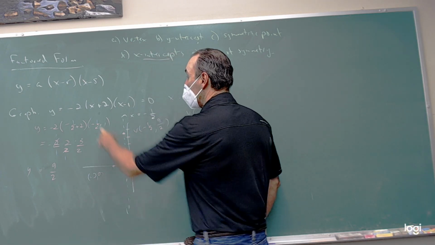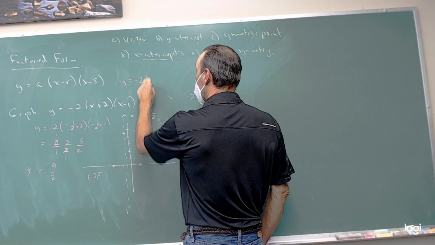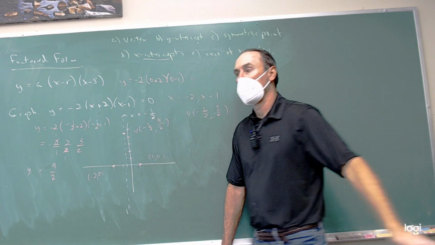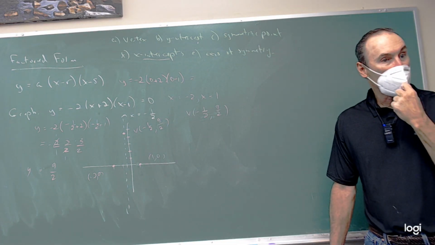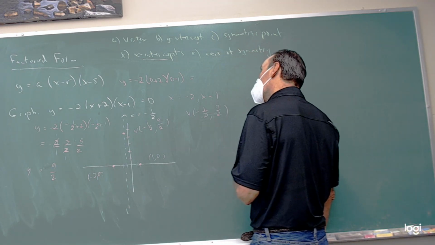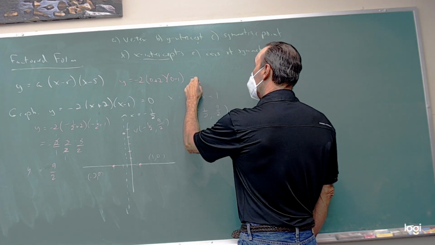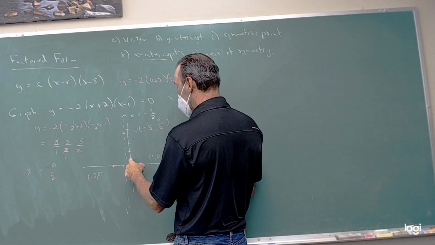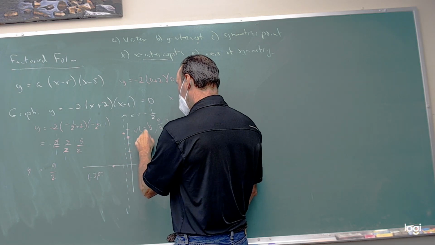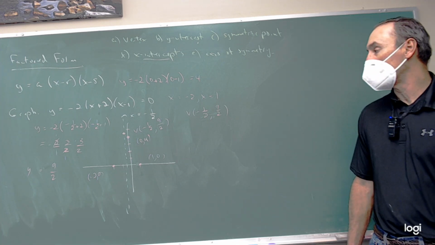So to find the y-intercept, we get y equals -2 times (0 plus 2) times (0 minus 1). See where we're getting that from? Sticking in 0 for the x's. So -2 times 2 times -1 is 4. That makes our y-intercept (0, 4), just down a little bit from that vertex at (-1/2, 4.5).